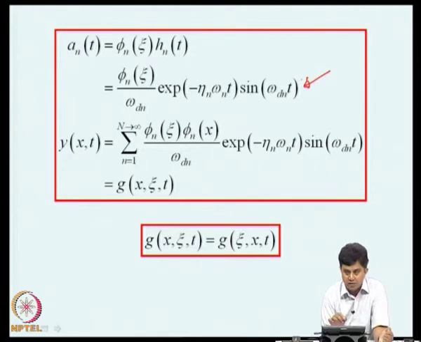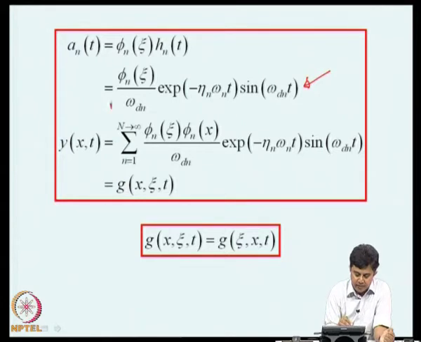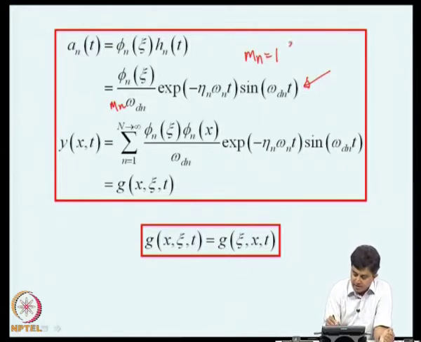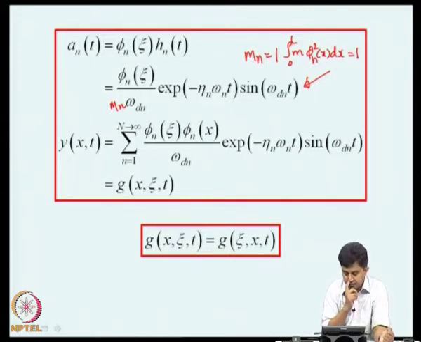We are assuming all the modes to be underdamped. So, we write the impulse response function for the nth generalized coordinate as 1 by omega d n e raised to minus zeta omega n t sin omega d t. The generalized mass m n here is 1, because that is how we have normalized the eigenfunctions. We are taking integral 0 to L m phi n square of x dx as 1. Therefore, this m n does not appear here.